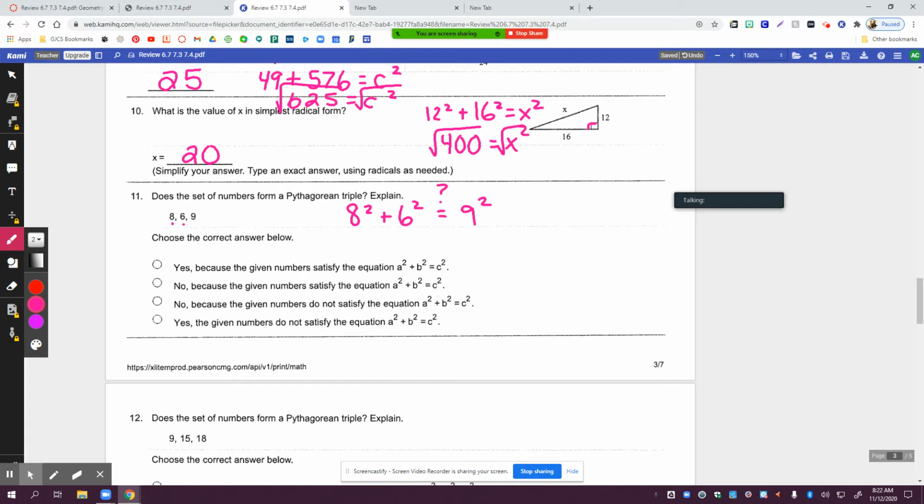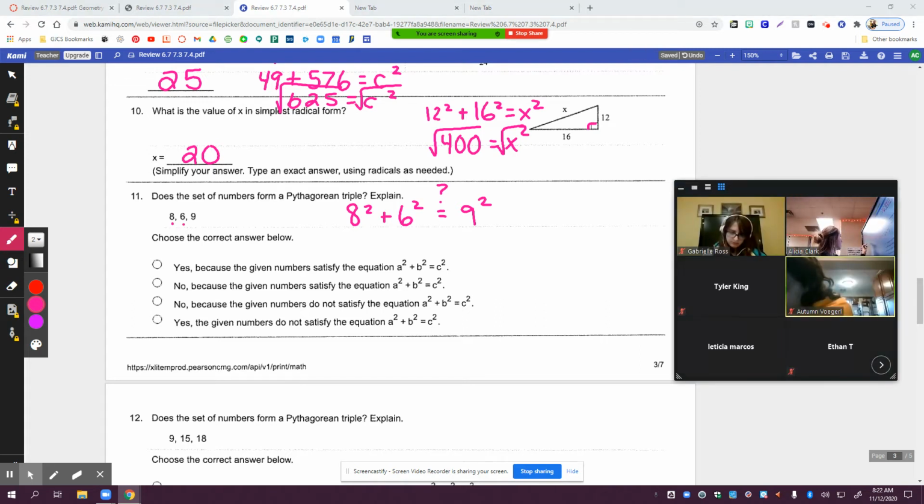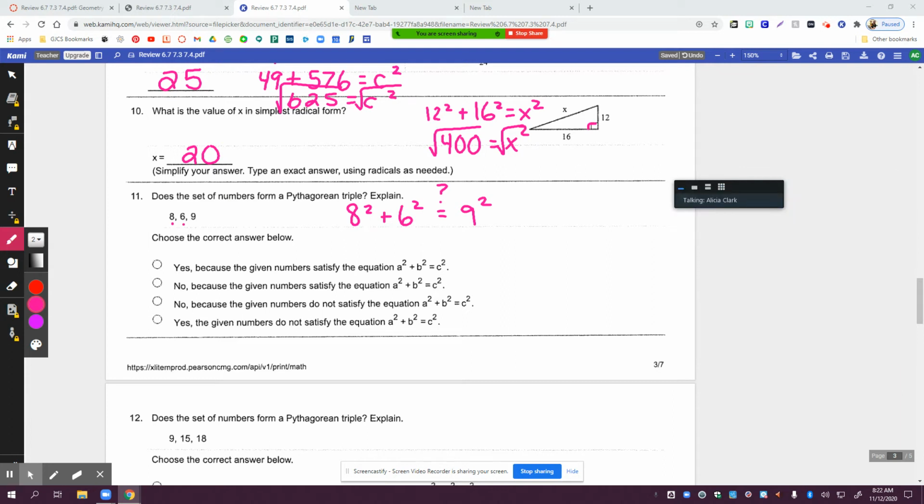So you're trying to figure out if this does make a Pythagorean triple or not. Okay. So I'm going to check and see if the left side equals the right side. So 8 squared is 64. 6 squared is 36. If I add those together, that gives me 100. If I do 9 squared, that's only 81.